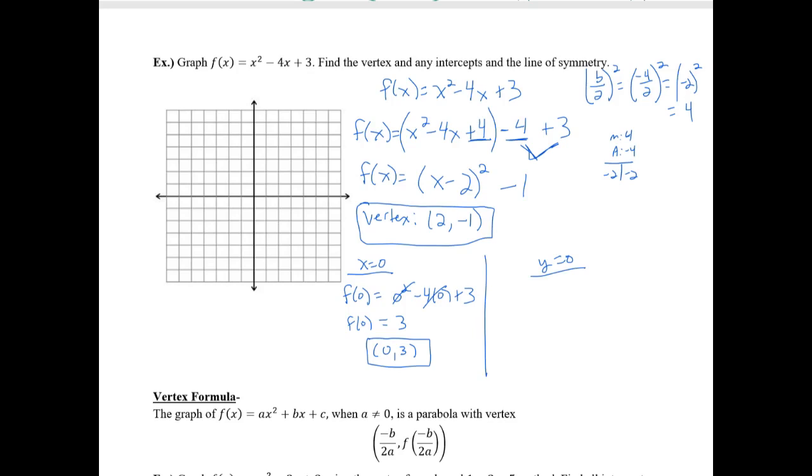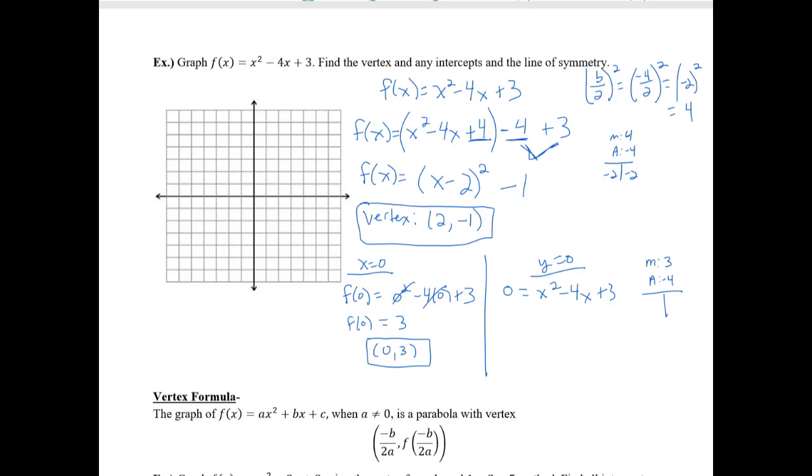Now we can go over here and find our x-intercept by plugging in 0 for y, and y is the same thing as f of x. So 0 equals x squared minus 4x plus 3. We want to try to factor first. If it's not factorable, then we use the quadratic formula. But we check to see if anything will multiply to 3 and add to negative 4.